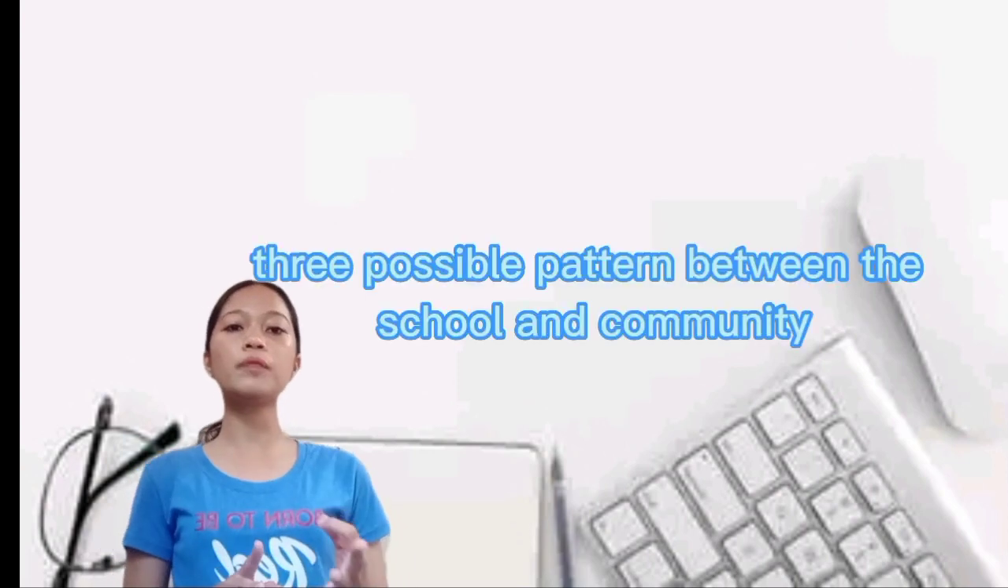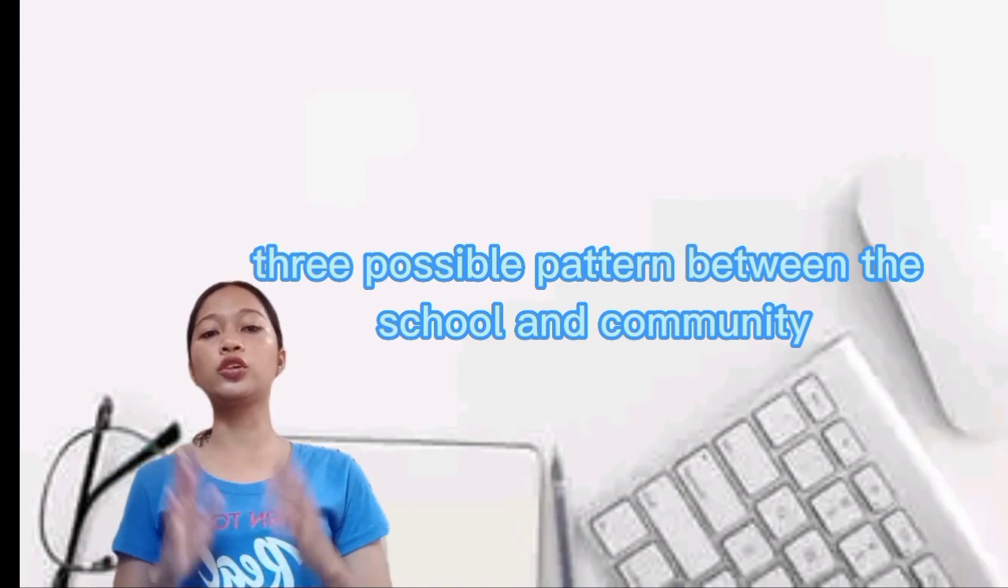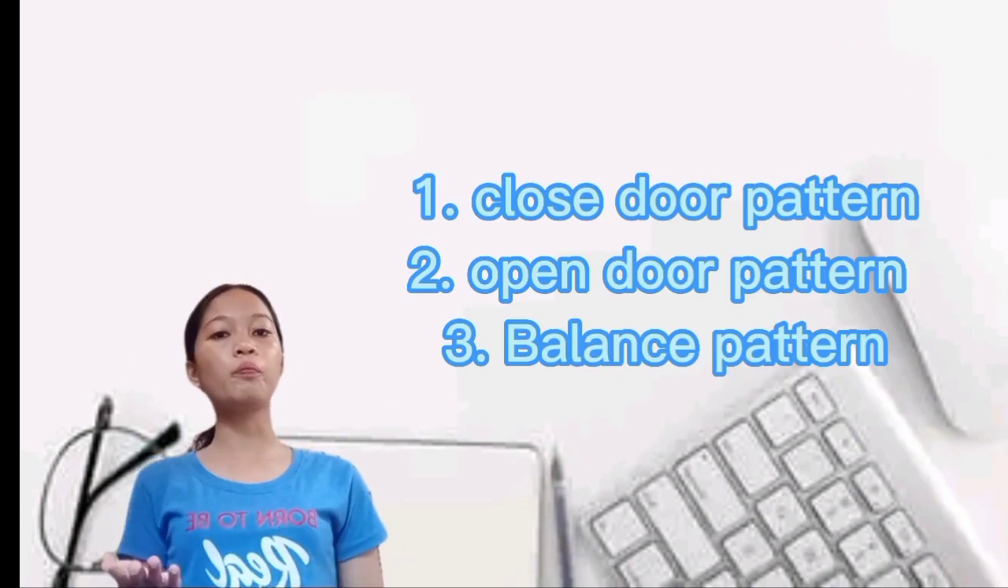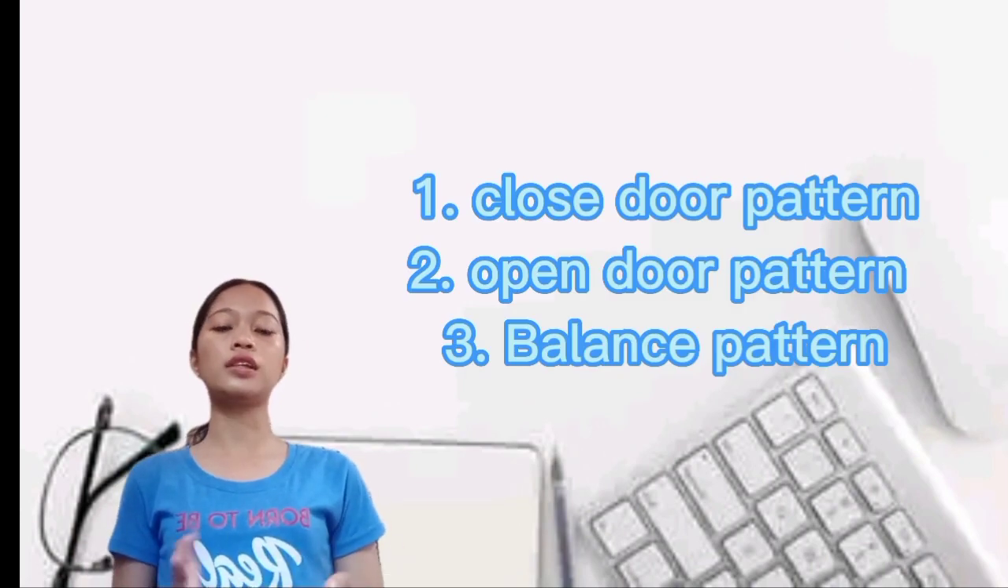So there are three possible patterns between the school and the community. First is the closed door pattern, second is the open door pattern, and the last is the balance pattern. This means that the school deals with all the child's educational and social problems. Therefore, community involvement and intervention are only minimal and the school will be unaware.